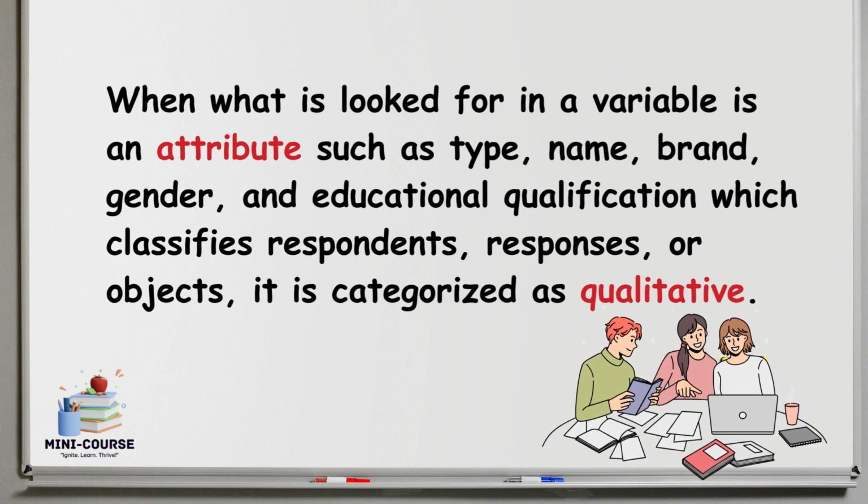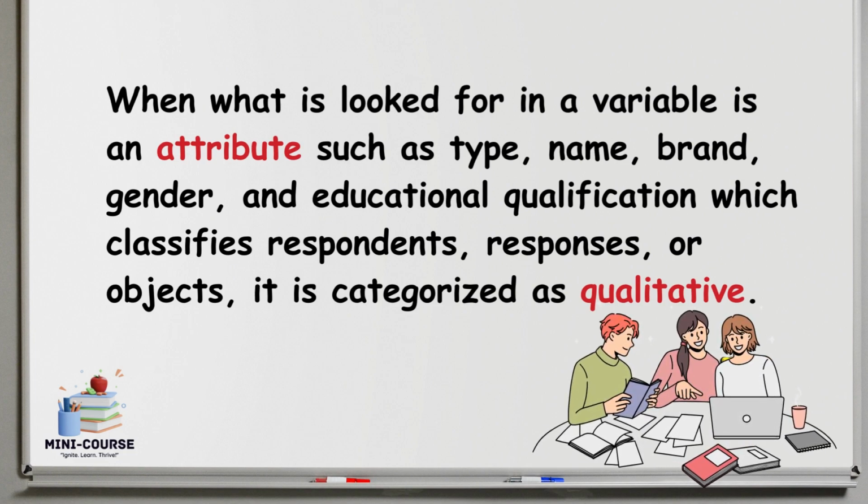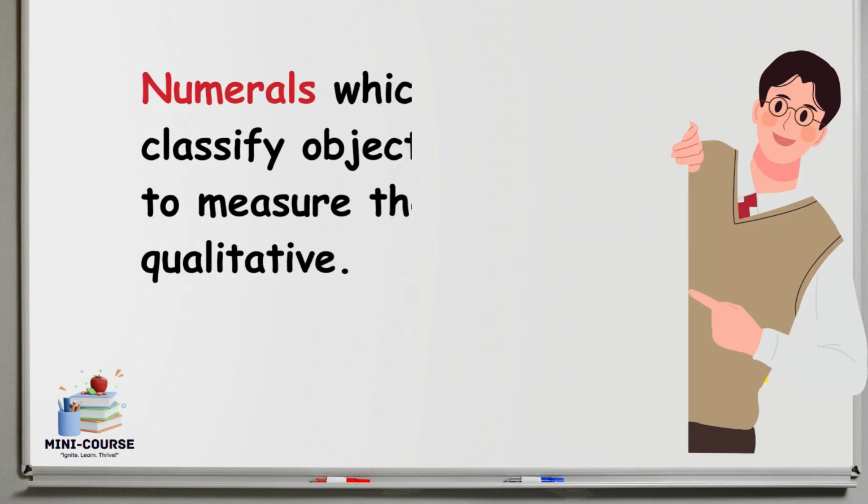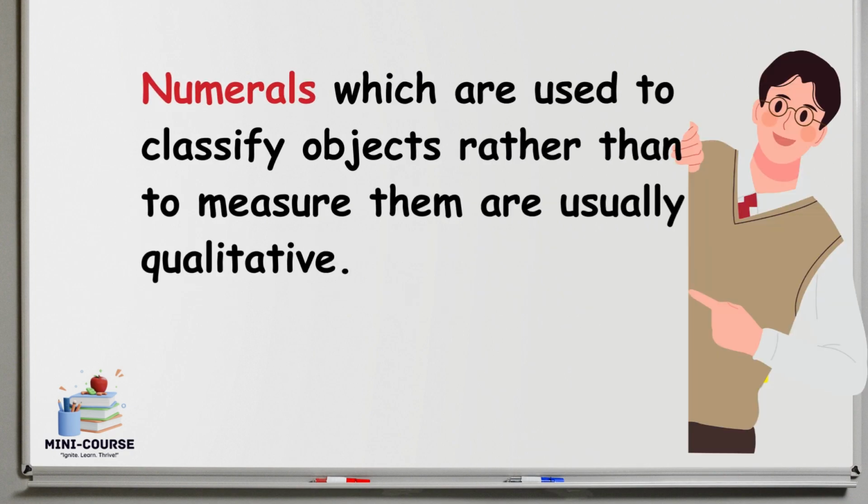When what is looked for in a variable is an attribute such as type, name, brand, gender, and educational qualification which classifies respondents, responses, or objects, it is categorized as qualitative. Numerals, which are used to classify objects rather than to measure them, are usually qualitative.